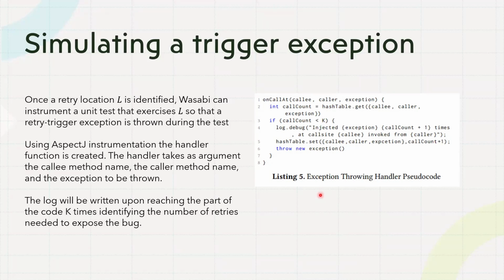After some number of retries, a key that could be changed from 1 to 100. 1 is just a simple retry check, and 100 is to check if the cap or the delay is missed. They insert the logs and send back the result: is it a retry bug or not? They're using AspectJ instrumentation, the handler function, to create this kind of handler.